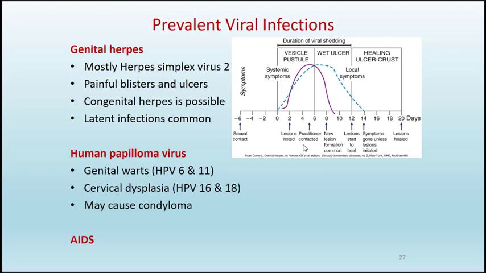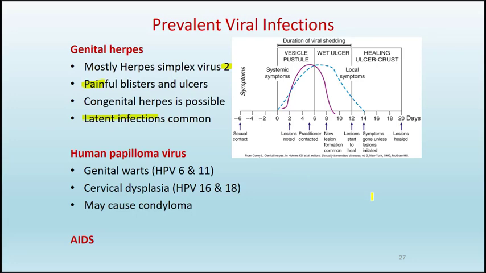Then lesions will be noticed. These individuals will then oftentimes present to their healthcare provider. More lesions can form, but then the lesions start to heal and symptoms can be gone. And so these latent infections are common, and there'll be a period where these individuals don't have any symptoms. It's mostly caused by herpes simplex virus 2, which is different than herpes simplex virus 1 that is common with cold sores. Painful blisters will develop that lead to ulcerations, and it's pain that will usually quickly bring somebody to see their healthcare provider.